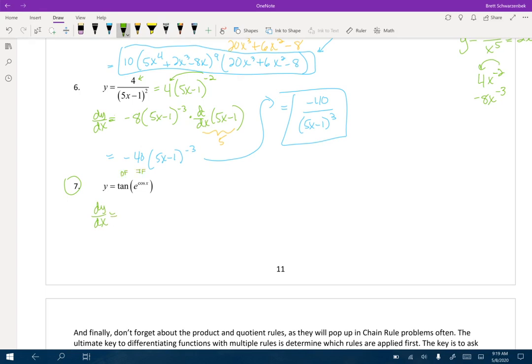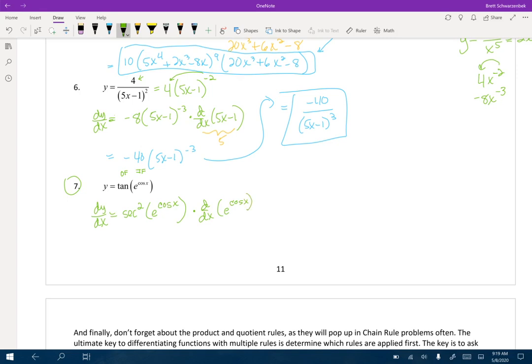Well, we have to find the derivative of tangent. So everybody should have memorized the derivative of tangent is secant squared. We then bring the inner function along for the ride, and we're good to go. Secant squared of e to the cosine x. Then we multiply that by the derivative of e to the cosine x.